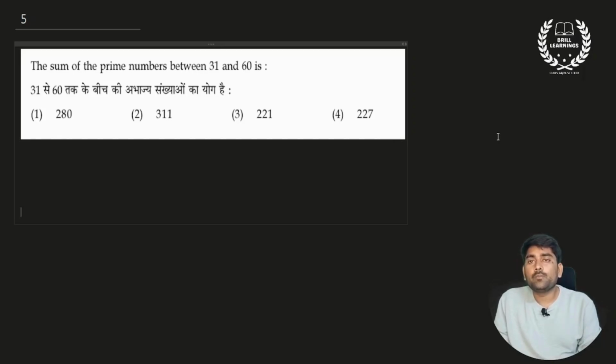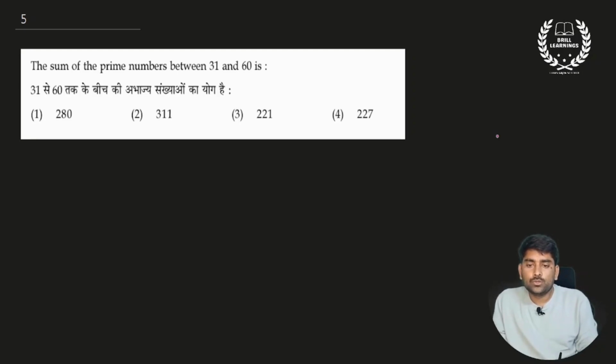Because 31 is a prime number here, 60 is an even number, so no need to think of 60. But here 31 is a prime number. Whether to consider it, most of the guys make a mistake here only. So they will consider 31 also. Then you will definitely get a wrong answer. Okay, so first note all the numbers which are in between 31 and 60. Note all those numbers here.